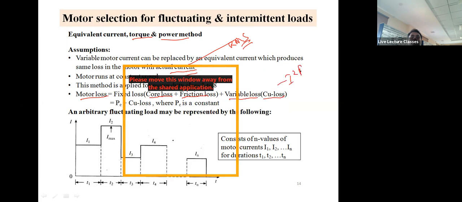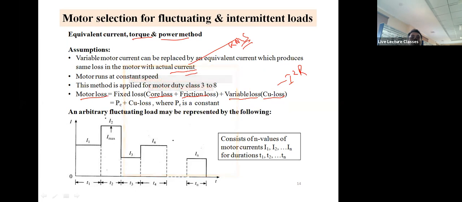This is the I square R loss. And core loss, I think everyone knows, that's the same thing as of a transformer. Then this is the arbitrary fluctuating load.